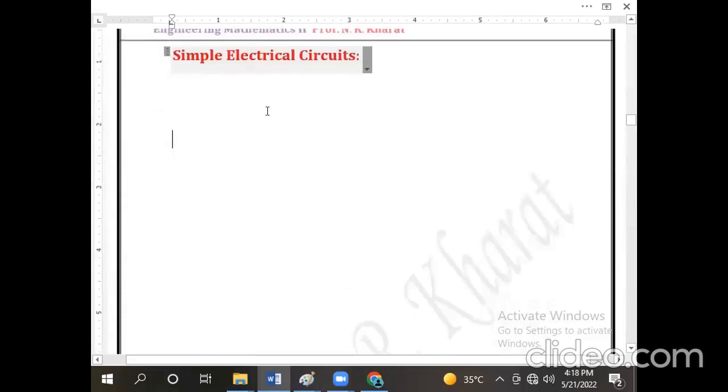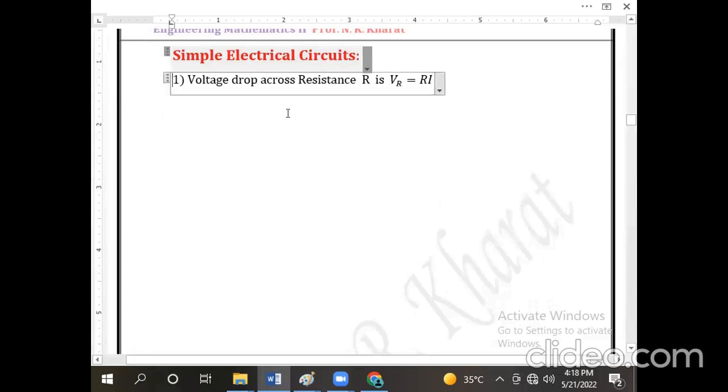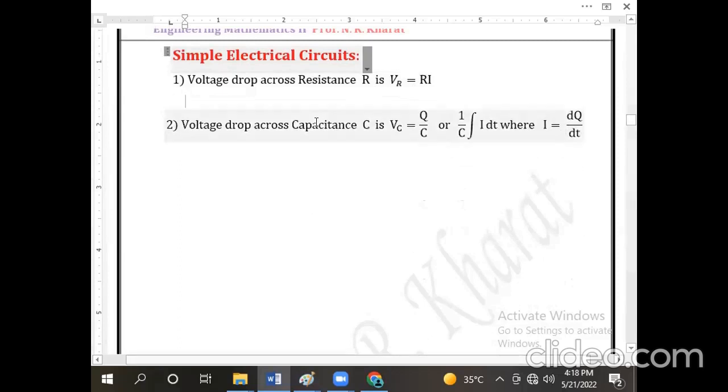We will start today's topic, simple electric circuit. The voltage drop across the resistance, meaning how much voltage across your resistance, can be calculated with the help of the multiplication of your resistance and the current which is flowing through that resistance, that is IR. Again, the second component, that is my capacitor. The voltage across your capacitor can be given by Vc is equal to Q upon C.